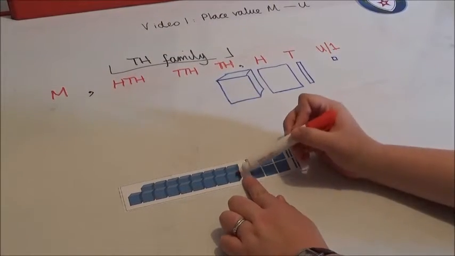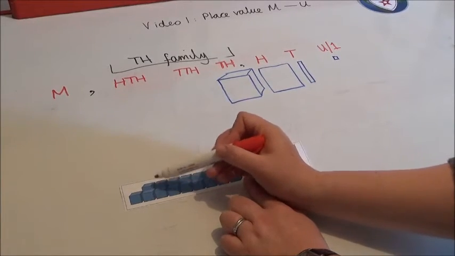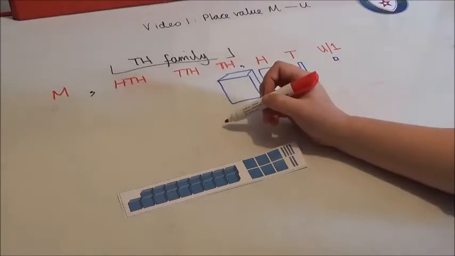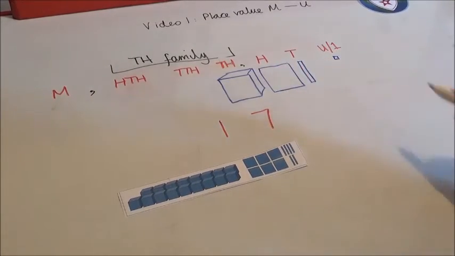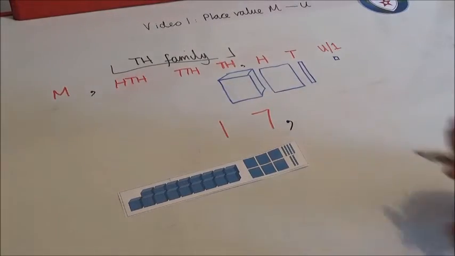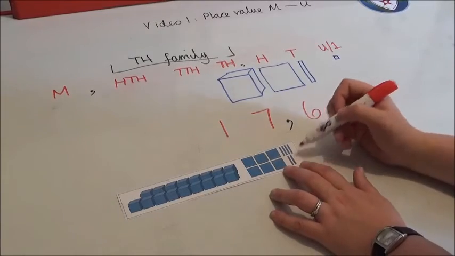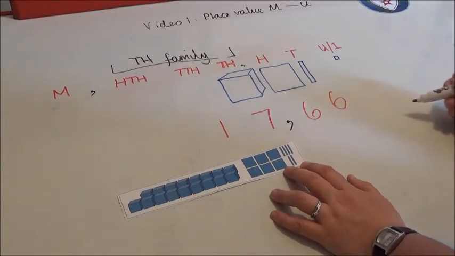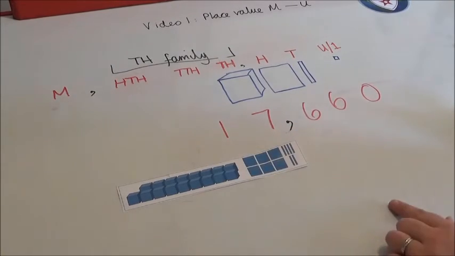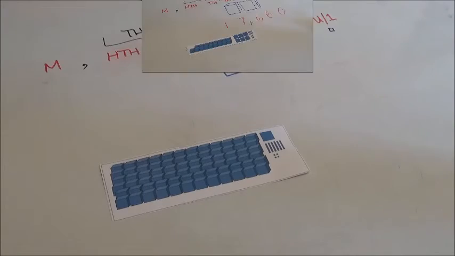Okay, the next one. So we've got 2, 4, 6, 8, 10, 12, 14, 16, 17,000. So that's 17,000, 600, and 6 tens and 0 units, giving us the number 17,660.